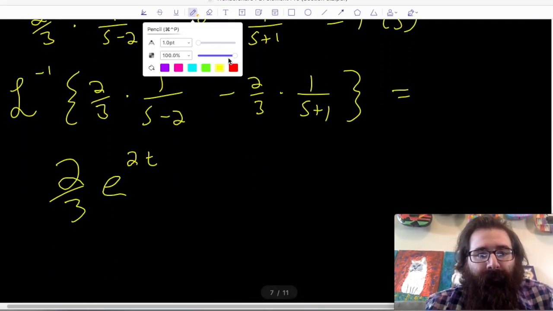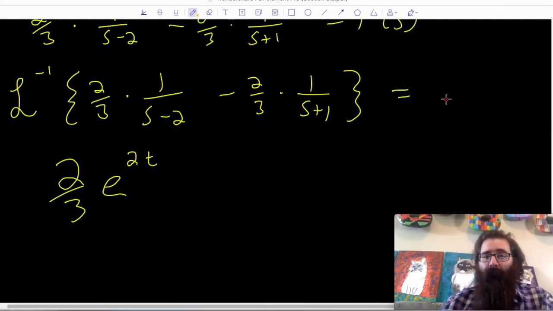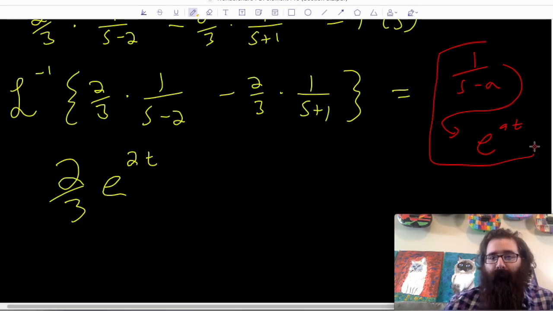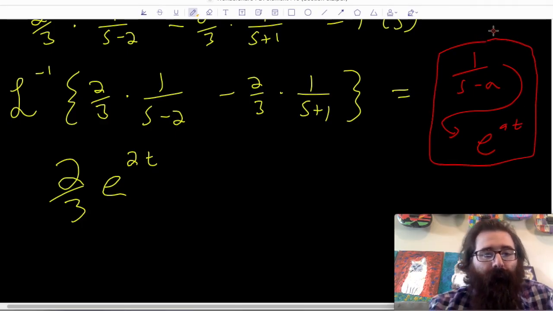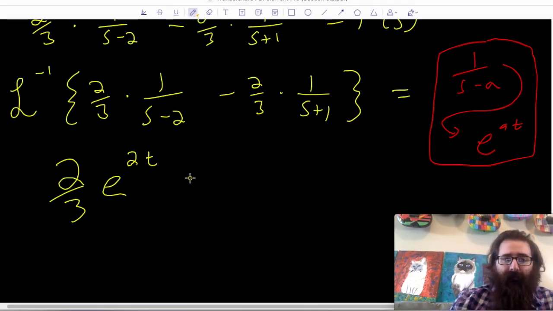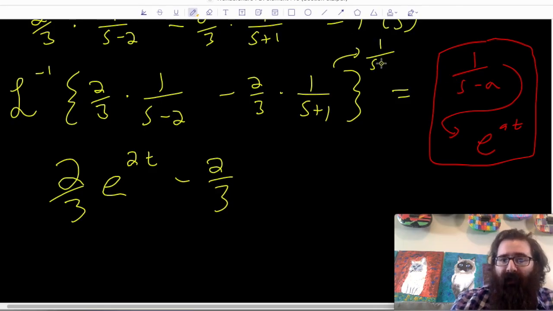So I'll put sort of a little note to myself here. 1 over s minus a maps us to e to the at. All right, back to the yellow. And then minus 2/3. Well, then what about 1 over s plus 1? This one's a little tricky to see, but it is the same form. Just think about this perhaps more like 1 over s minus negative 1 is the trick.